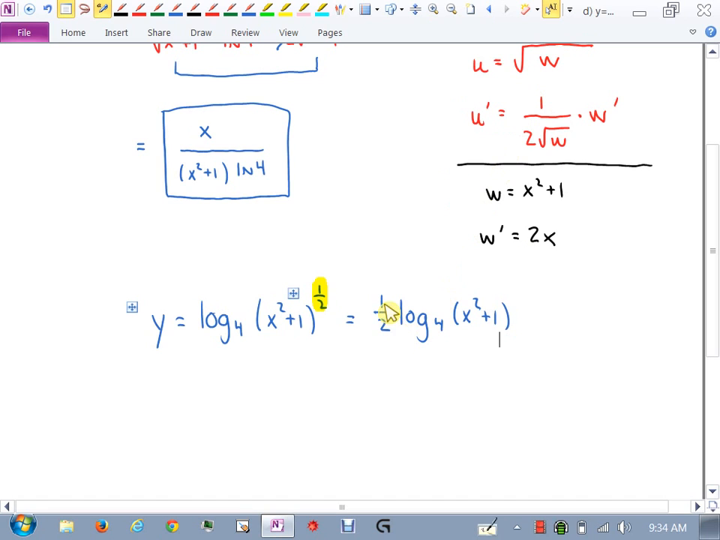So now the 1/2 would just stay with me the whole time, because it's a constant. The derivative of log base 4 of something would have been 1 over that something, natural log 4, times the derivative of what was in here, which would have been 2x. And that would have been it. I would have been done, and these 2's would have canceled, and I would have gotten x over x squared plus 1 times natural log 4, which is the same thing here. So just FYI.